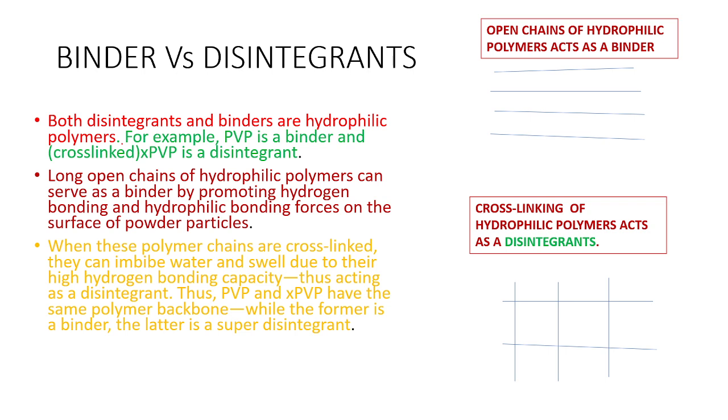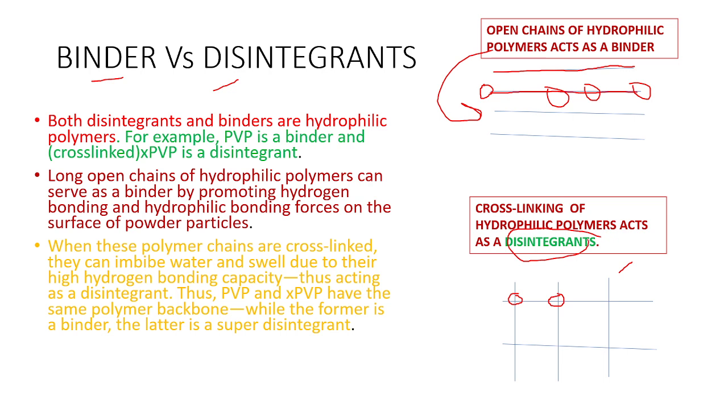Next, the same hydrophilic polymers will act as a binder and a disintegrant. If the hydrophilic polymers are in open chain form like this, then they will act as a binder, meaning they will bind one excipient to another, and to different kinds of excipients. That is open chain. If there is cross-linking of the polymers, then the hydrophilic polymers will act as a disintegrant.